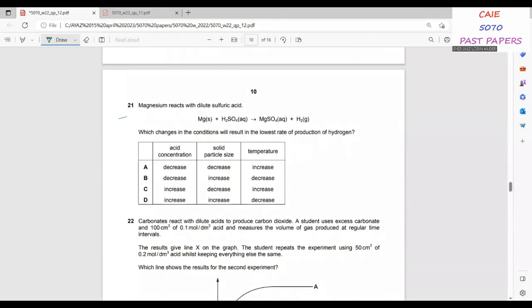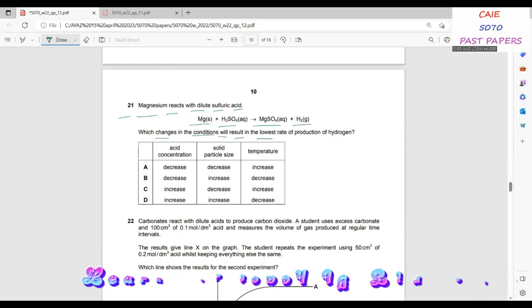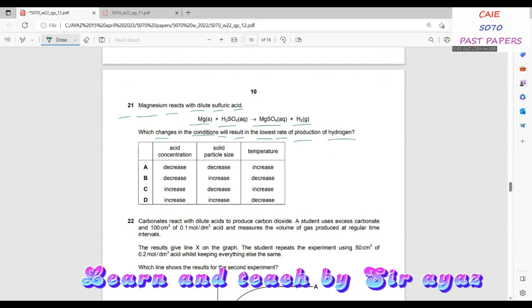21. Magnesium reacts with dilute sulfuric acid. This is the reaction: Mg plus H2SO4 aqueous gives MgSO4 aqueous plus H2 gas. Which changes in the conditions will result in the lowest rate of production of hydrogen?